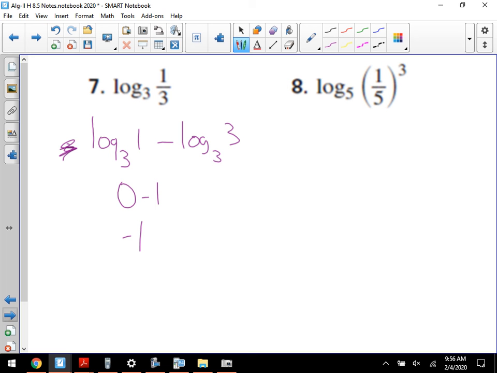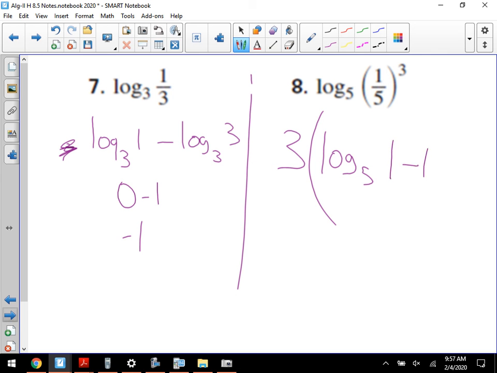Okay. Log base 5 of 1/5 all to the third. Again, if you split this apart, you've got the exponent first, so you can bring the 3 out front, then you get 3 times log base 5 (in parentheses) of 1 minus log base 5 of 5. The reason I put parentheses around that is because that whole fraction is raised to the exponent. Anytime you see that, you want to make sure you throw parentheses, okay? Because that 3 gets distributed to both parts.